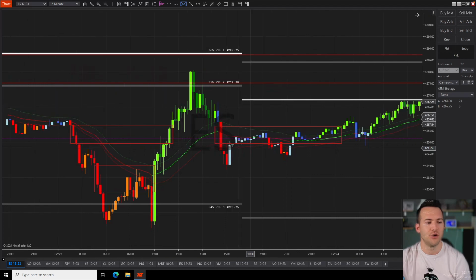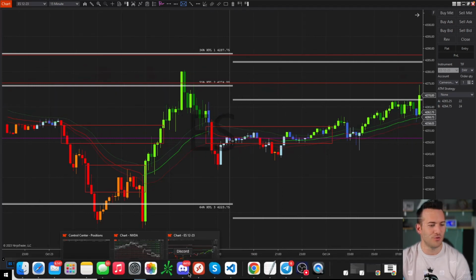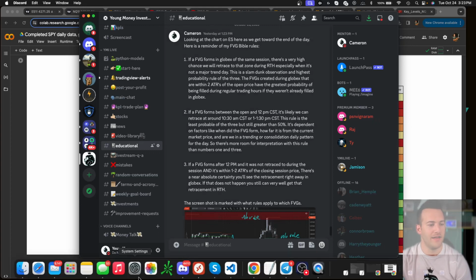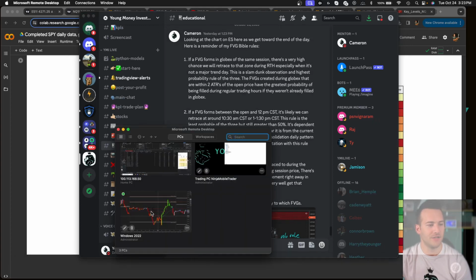Now, rule number 2. Let's go back to rule number 2 here and talk about this. So if a fair value gap forms between the open and 12 p.m. Central, it's likely we can retrace around 10:30 a.m. Central or 1 to 1:30 p.m. Central Time. This rule is least probable of the 3, but will still be greater than 50% depending on different factors. You can read that, pause that if you want to check that out.